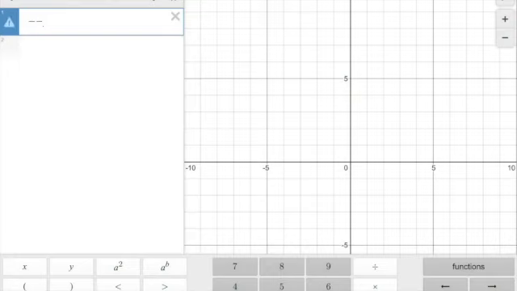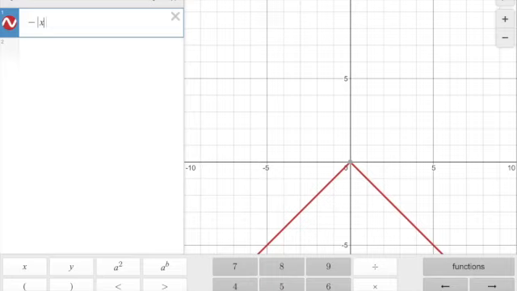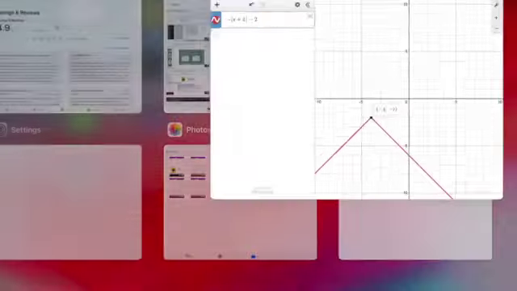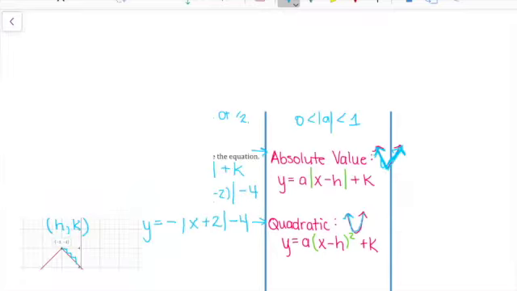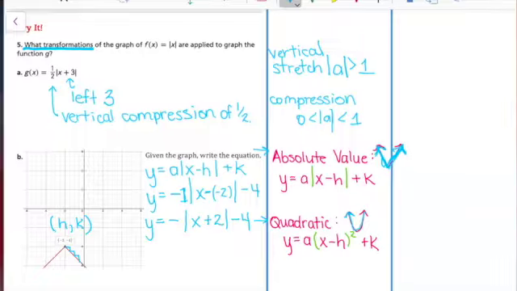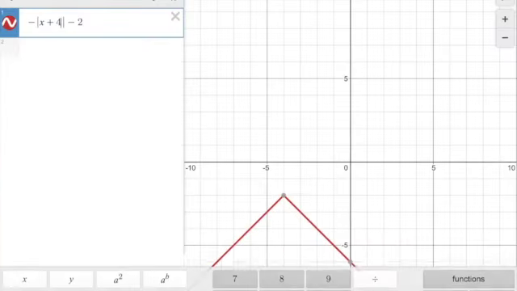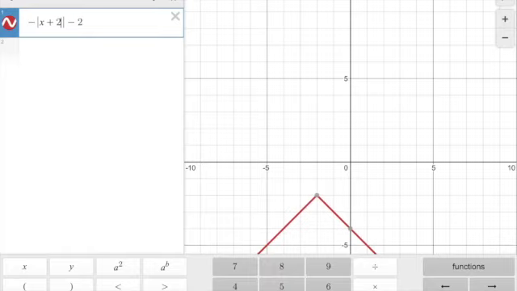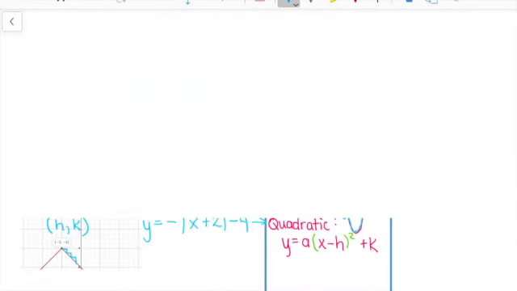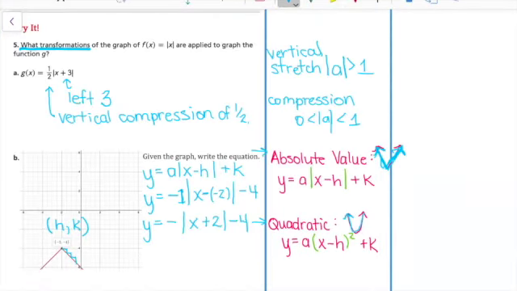Here's a way you can check your answer. Type it in here. So negative, whoops, not 2 of them. Absolute value of X plus 4 minus 2. Is that the same picture as your notes? No, because I typed it in wrong. It should be plus 2 minus 4. So let me change those numbers. Sorry, that's what I get for trying to do it from memory. There we go. Now, is it the same picture as our notes? Yes, so I did it correctly.